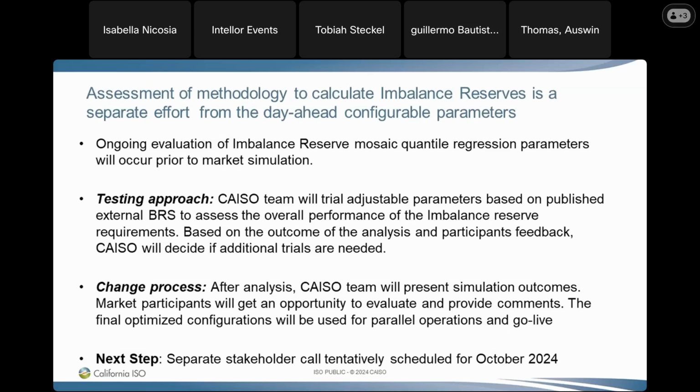So as was said before, this next step will be a separate stakeholder call in October. And so that's pretty much the gist of what we want to cover for this component. And we'll take any questions.